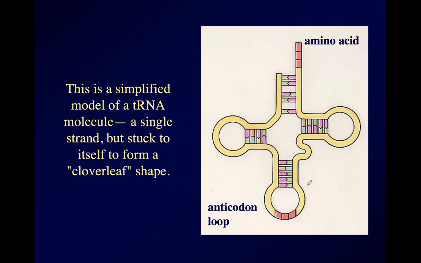What's important for our purposes is at this end, we have this anticodon loop. And right here, we've got three bases that stick out in a prominent position. There's other names for the different loops. And then up here at this end, we have an amino acid.